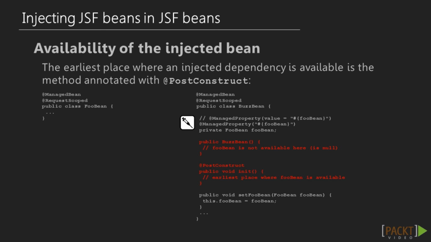The wrong approach consists in placing the initialization code in the bean constructor, instead of using a separate method annotated with postConstruct as in the highlighted code. This is the earliest place where an injected dependency is available, while in the constructor we will obtain a null value.